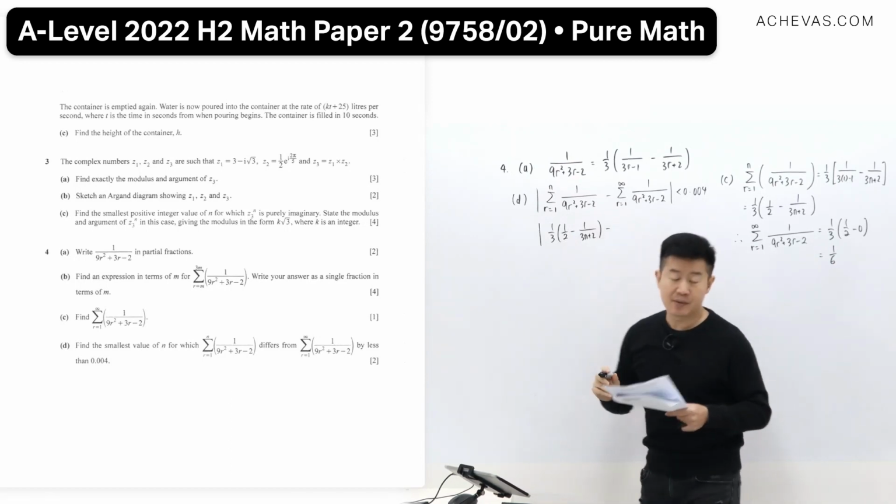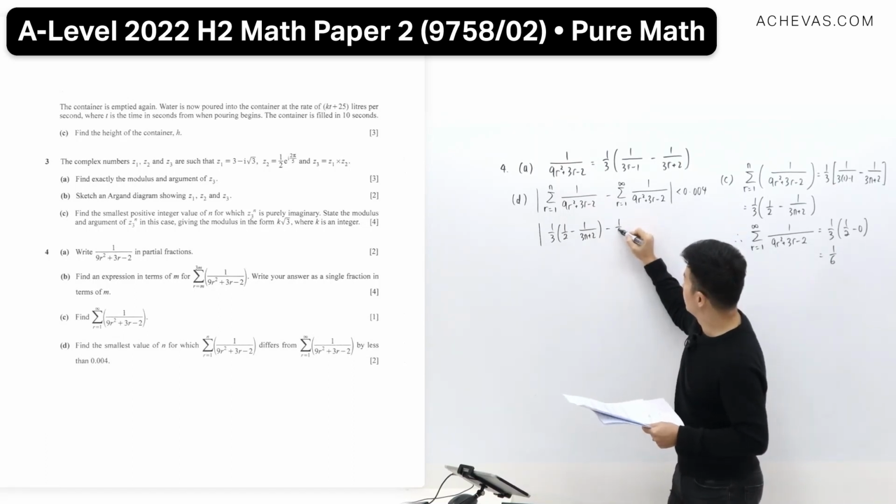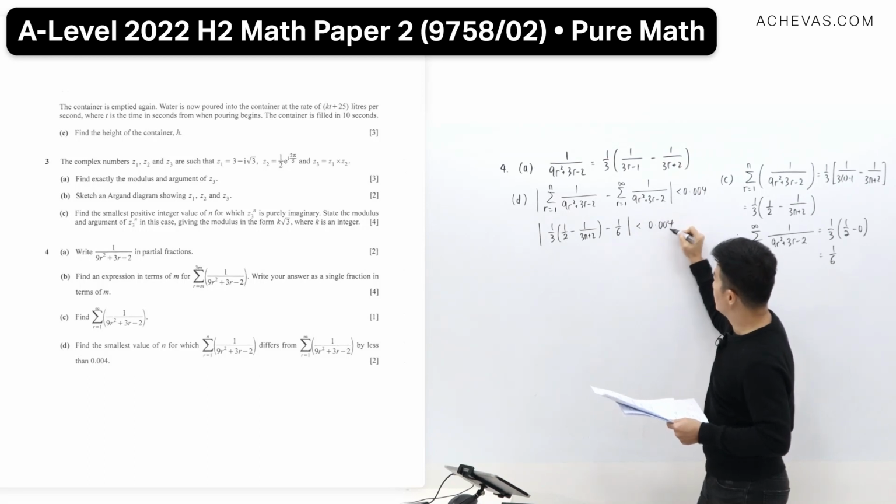So this over here is 1 over 3, 1 over 2 minus 1 over 3n plus 2, minus the sum to infinity, which we have just worked out. It is 1 over 6. So I will have a 1 over 6 here, which is supposed to be less than 0.004.